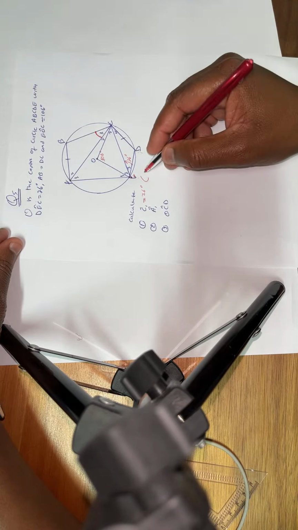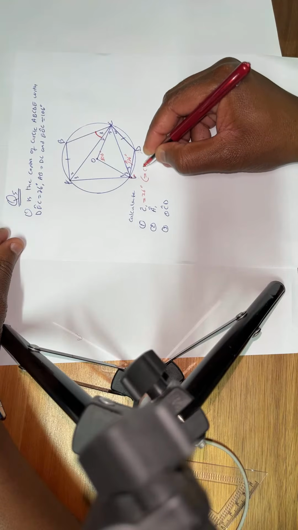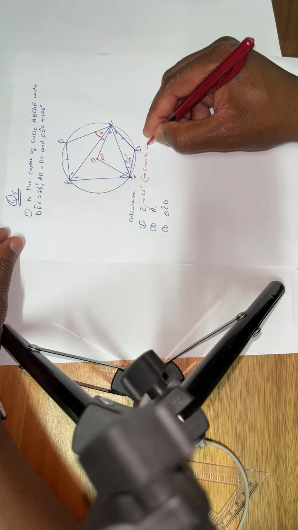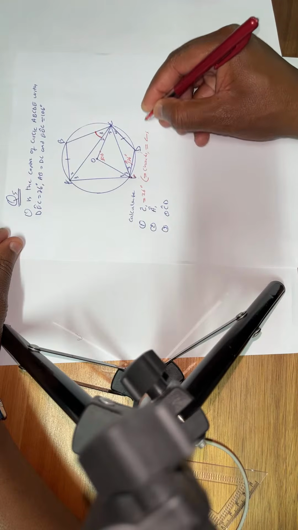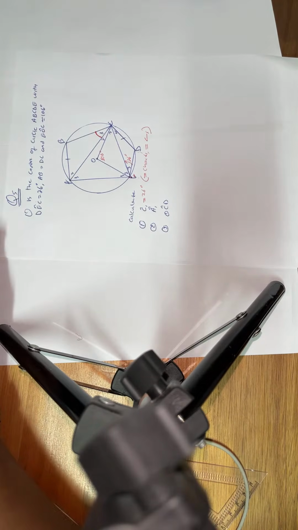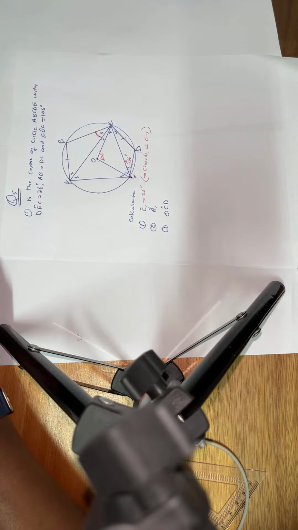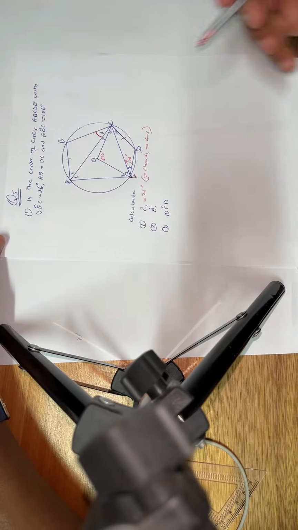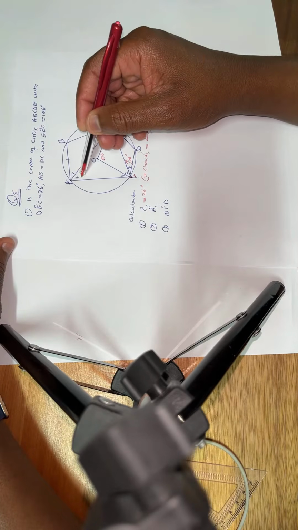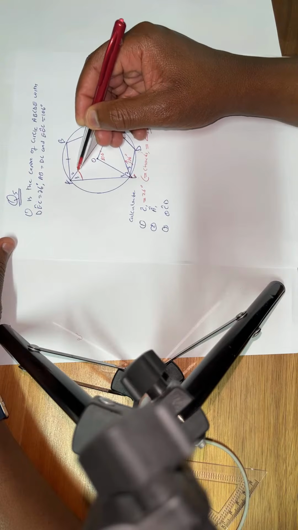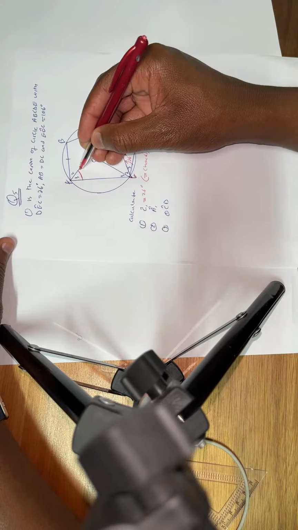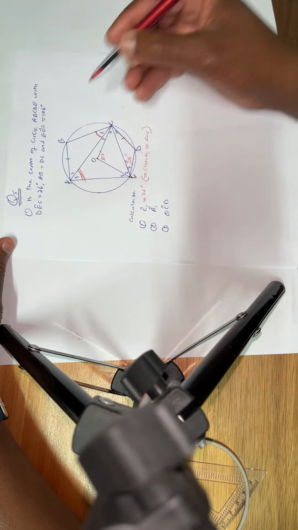So equal chords, equal what? Angles at the circumference. So even C1 is 26. To determine A1, A1 is also easy as well.